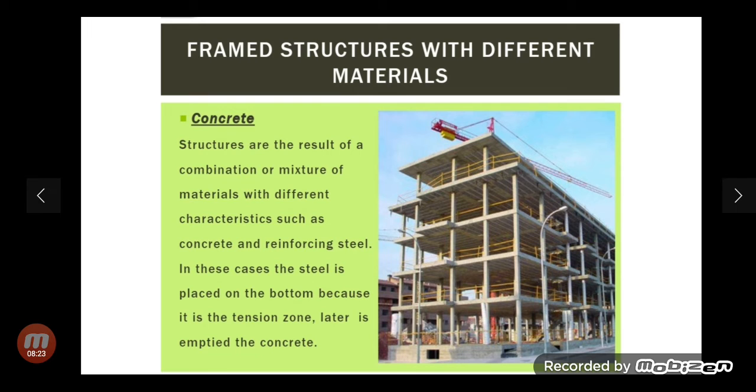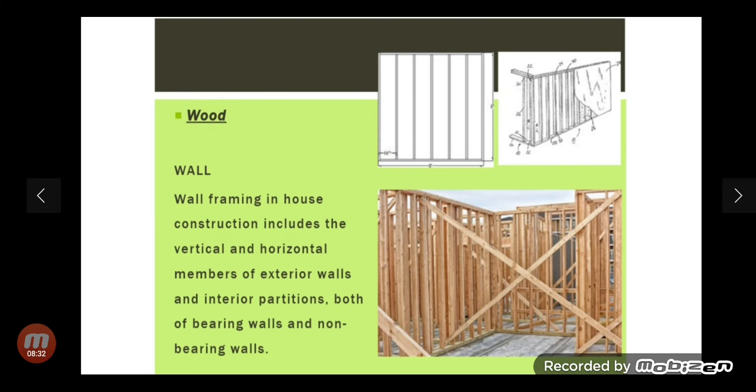So this is a figure showing a concrete framed structure with beams and columns, and the slabs are provided over it. Next is wood. Wall framing in house construction includes the vertical and horizontal members of exterior walls and interior partitions, both bearing walls and non-bearing walls. More maintenance is required in the case of wood framing structures.